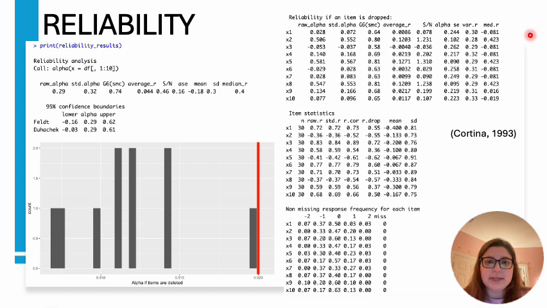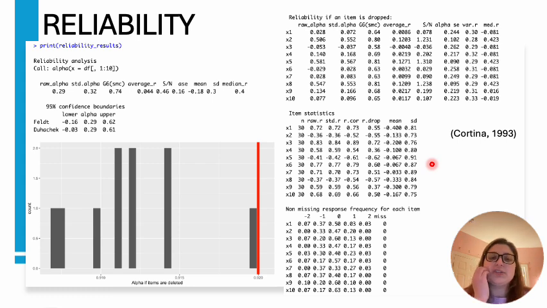So for example, here we can see X2 shows a raw alpha of 0.506. And we can see that if we eliminate our X2, our alpha will go from the 0.29 here to the 0.56. So that's a big difference. So that can lead us to see, oh, maybe there's something problematic going on with X2 and we should eliminate that.